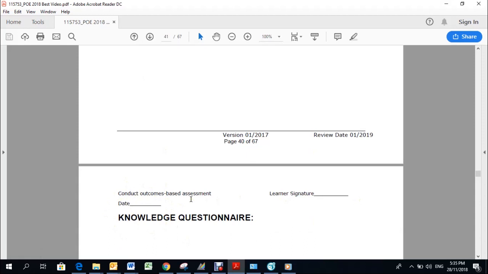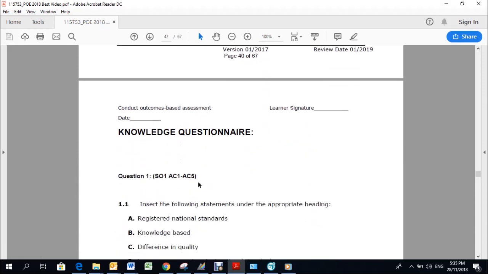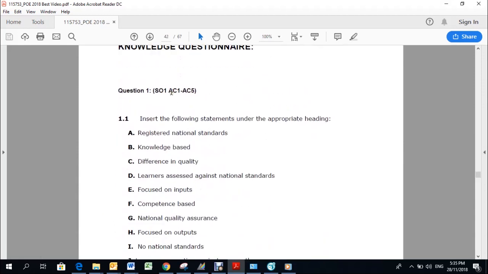Now, the knowledge questionnaire has got the first question. If you look at it here, you see that it's written SO1, AC1 to AC5, meaning that question number 1 carries specific outcome 1, assessment criteria 1 to assessment criteria 5. Where do we get this from?